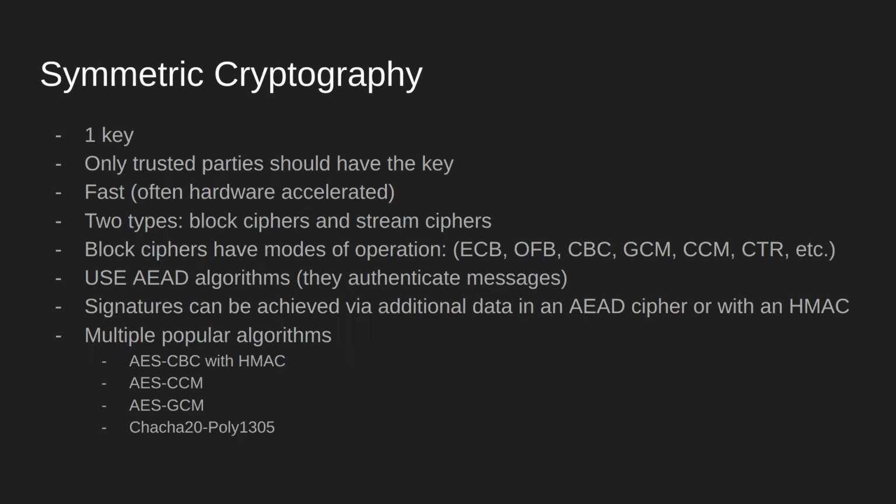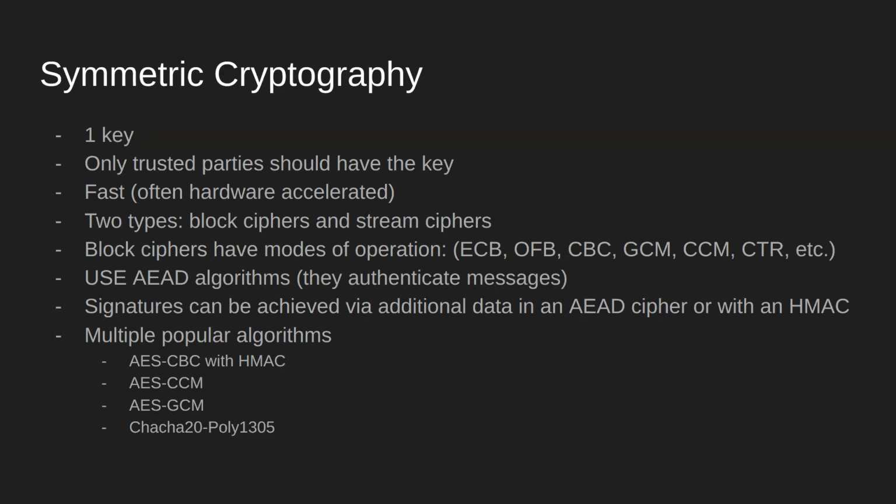Symmetric cryptography relies on one shared key between everyone participating, and only trusted parties should have the key. It's not something you can share. Symmetric cryptography is really fast. Often there's hardware acceleration. There are block ciphers and stream ciphers. Block ciphers have a mode of operation, which is essentially how you encrypt data with multiple blocks, because block ciphers operate on a discrete size of message, whereas stream ciphers work on any size of message.